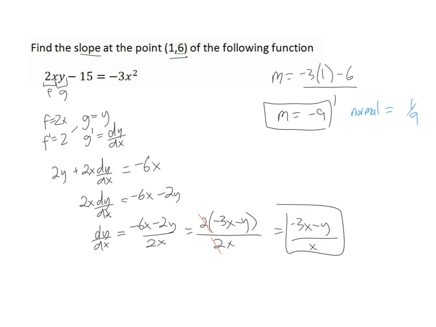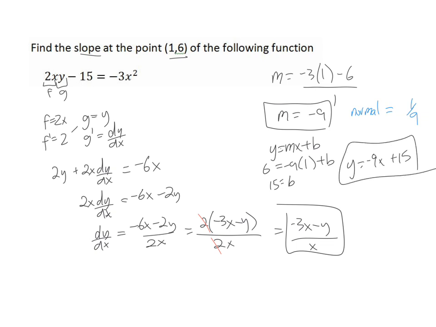If we wanted to figure out the equation, let's just do the regular tangent equation. We have a slope of negative 9. We know our coordinate was 1, 6. So plug that into our equation, solve for b just like we normally would, bring the 9 to the other side, which would give us 15. So our tangent equation would be minus 9x plus 15.